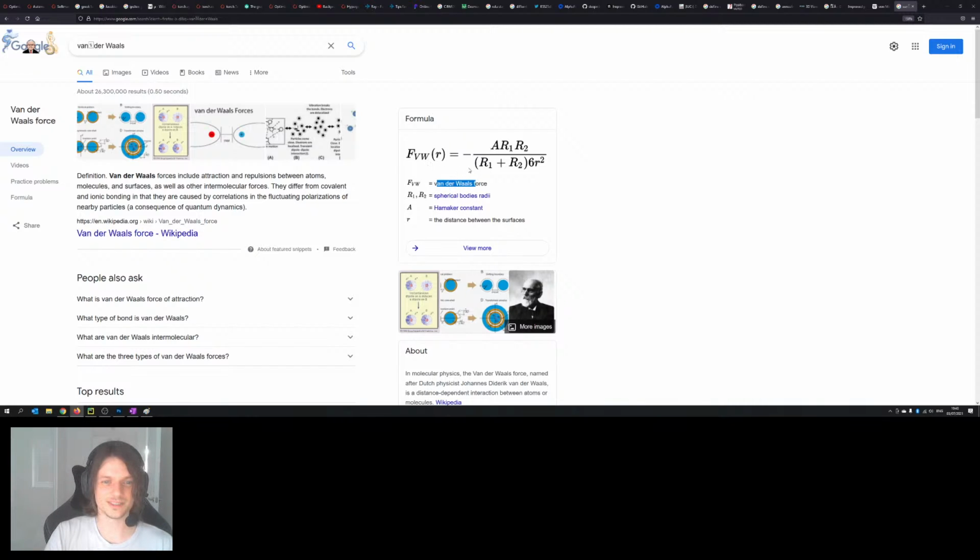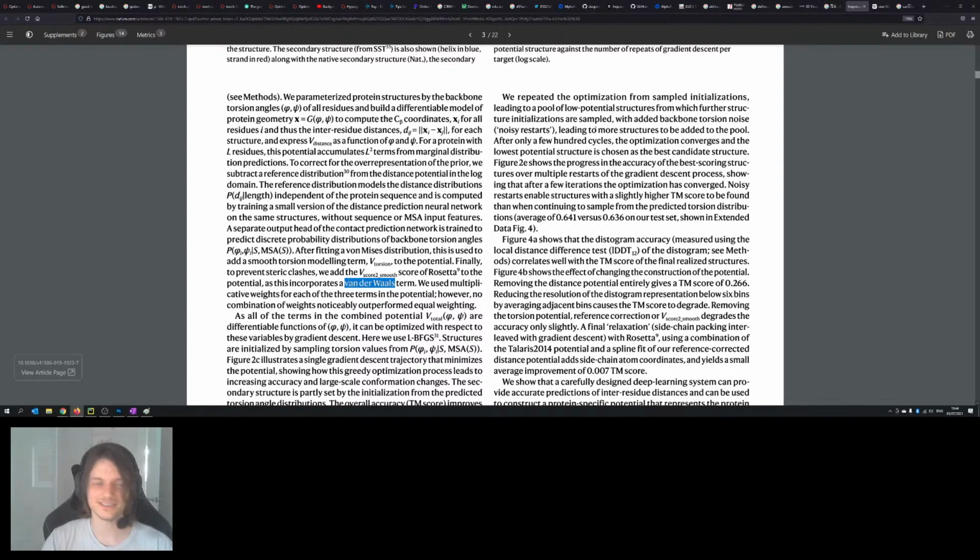So the force is equal to the negative of the Hamaker constant, for spherical bodies with radii, multiplied by the two radii multiplied together, in ratio of the first radius plus the second radius times 6 times the distance between the surfaces squared. That's beautiful. Okay.